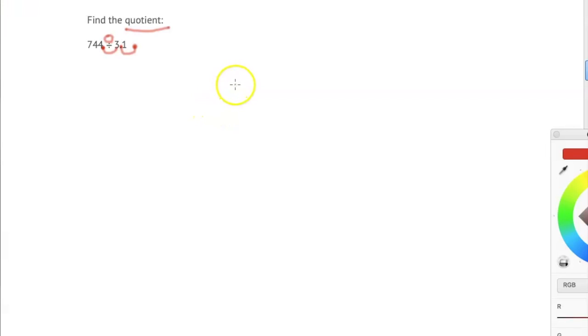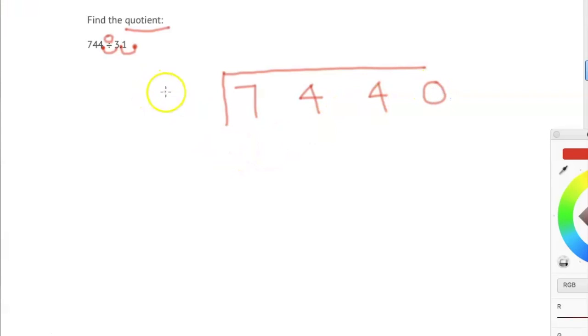All right, so now I'm going to set up the problem. So I'm going to have my 7, 4, 4, 0, and then the whole number 31. Remember, we moved that decimal. So let's go ahead and do some work. How many groups of 31 can I get out of 7? If you say no, yay, okay, 0. So 31 times 0 will give me 0, of course, always the hero.